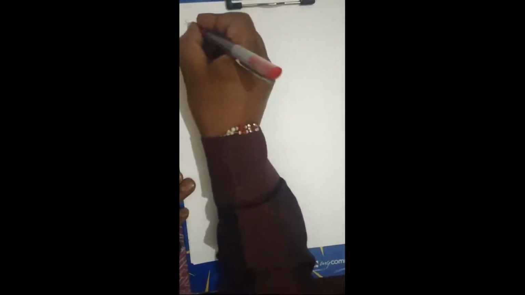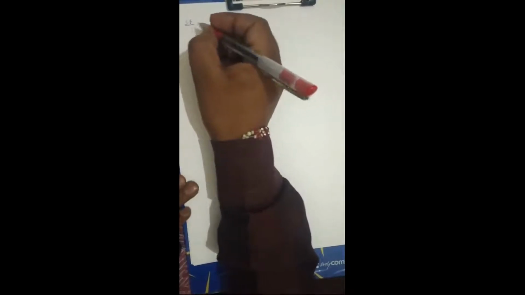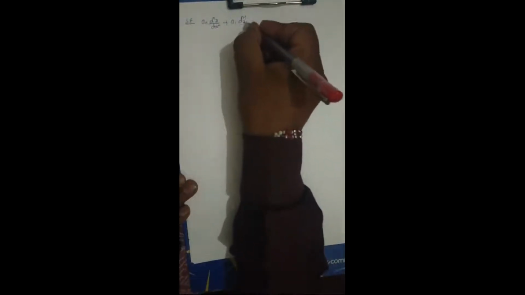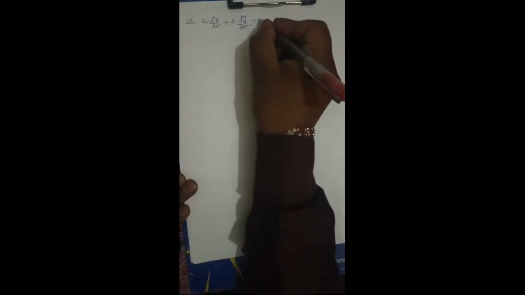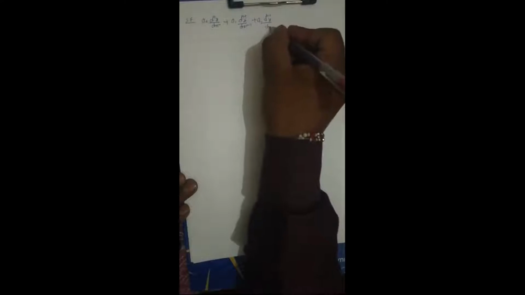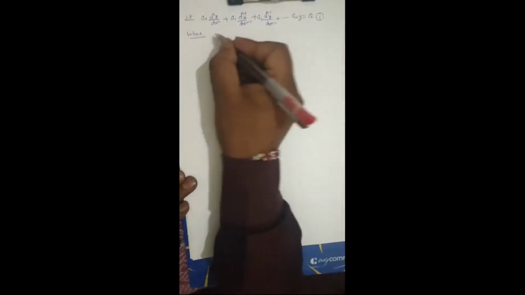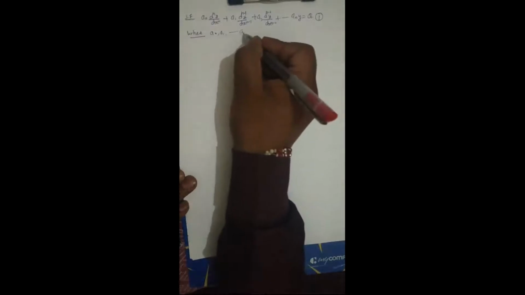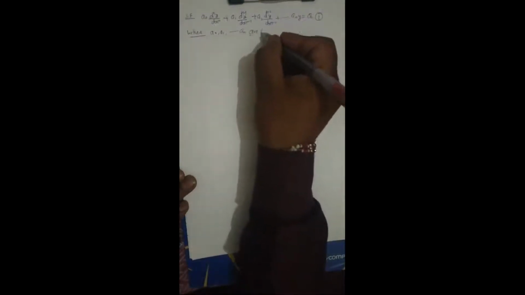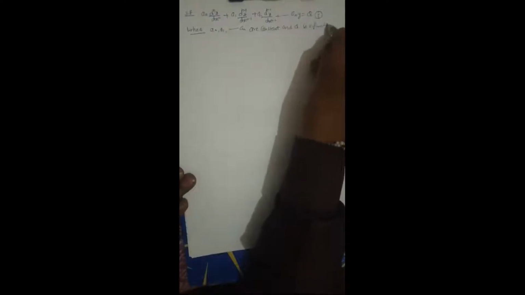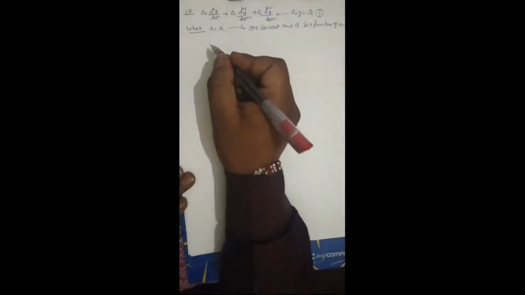Then the standard equation can be written as a0 d^n y/dx^n plus a1 d^(n-1) y/dx^(n-1) plus a2 d^(n-2) y/dx^(n-2) plus up to an y equal to Q. Here a0, a1 up to an are constants and Q is a function of x.